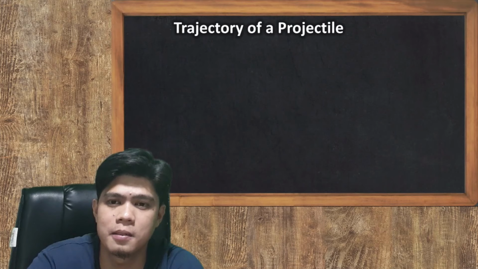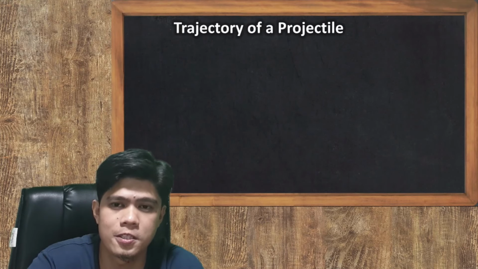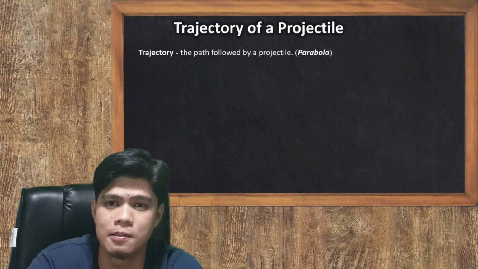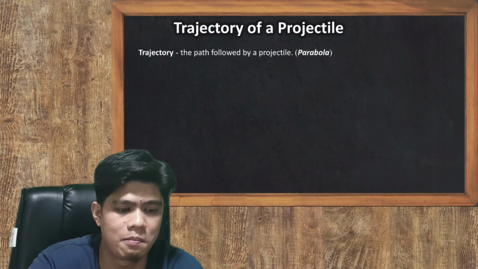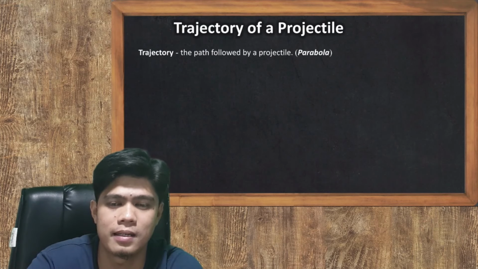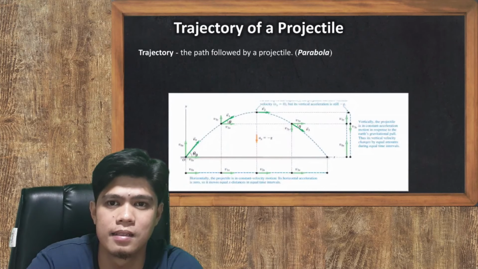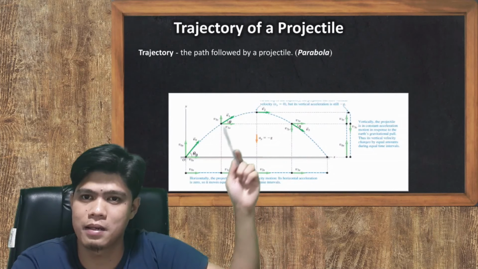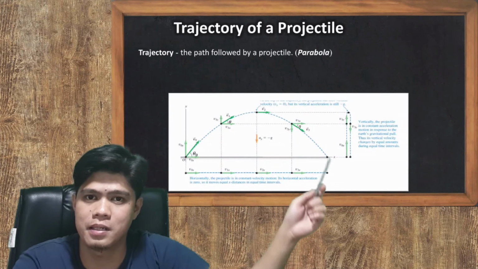So we know that a projectile motion follows a path determined by the gravitational force. So what do you call that path? The path is what we call the trajectory. It's the path followed by the projectile. It's a parabola. Here's an example of a projectile motion. Its trajectory is a parabola.